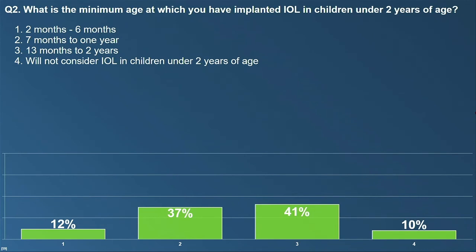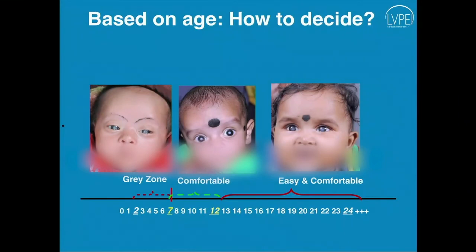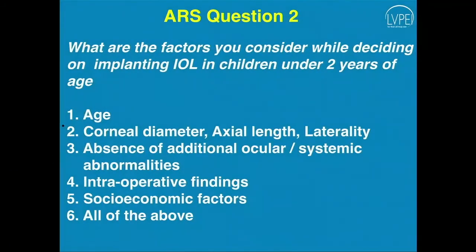So, hovering between 7 months to 2 years, majority of the people. This is what exactly is happening. Based on age, how do you decide? If you look at the first zone here, till 7 months, it's a gray zone. What exactly needs to be done? Between 7 to 12 months, I would say it's kind of comfortable, but still there are questions unanswered. And beyond 12 months, I think it's mostly comfortable.